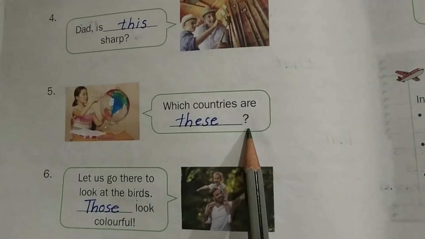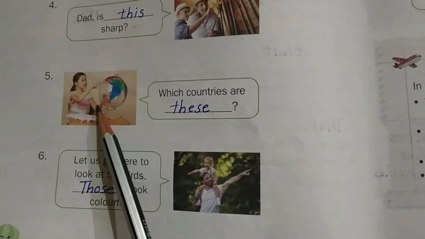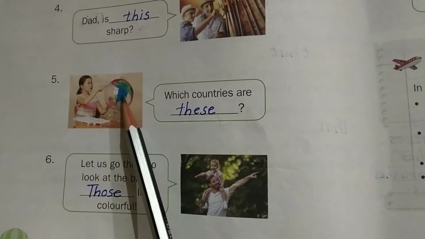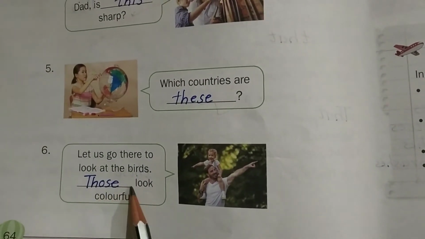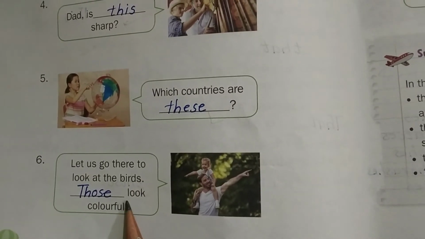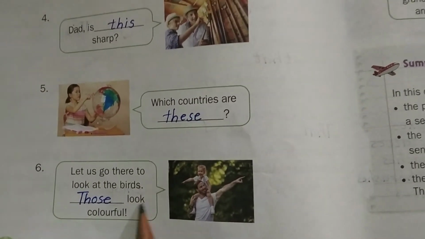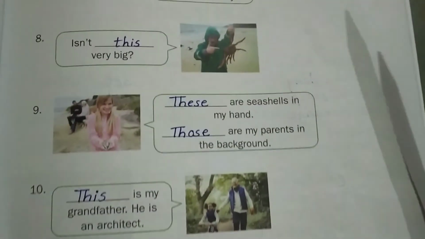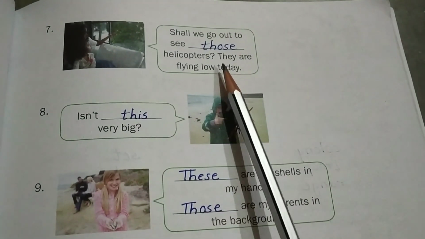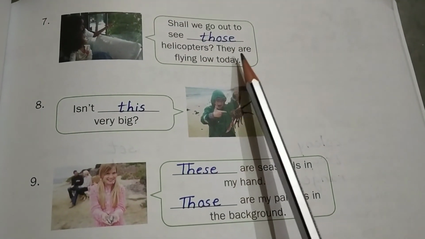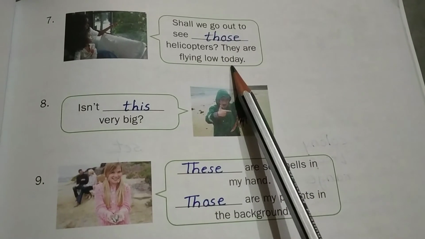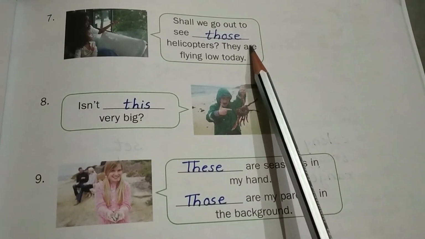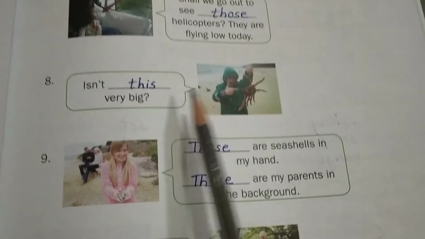Which countries are these? These. Plural. Many countries. Okay. Let us go there to look at the birds. Those look colorful. Birds are many and away from you. So, those. Next page. Seven. Shall we go out to see those helicopters? They are flying low today. Those. Many helicopters and away from us.